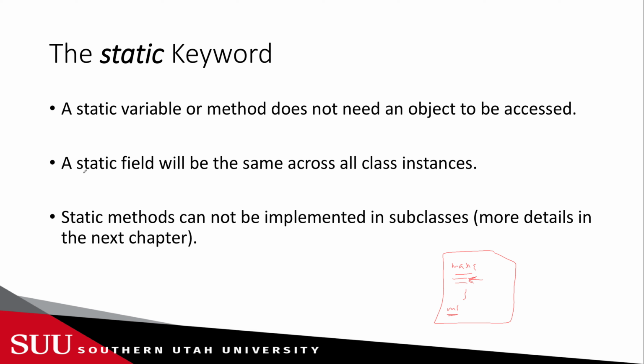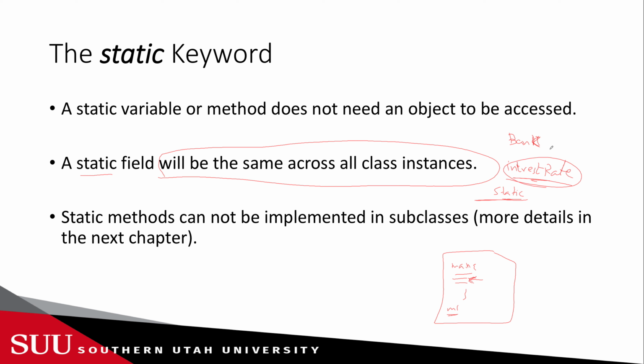In other uses, a static field will be the same across all class instances. What does this mean? If I, for example, have a class for Bank, and then I have some kind of interest rate, and I want to make this interest rate the same for all accounts that I will create, I will make this static. So static will guarantee that this interest rate is going to be the same for every single object.